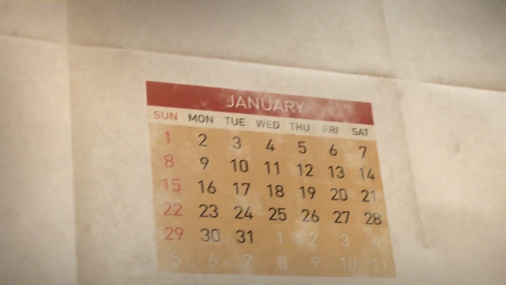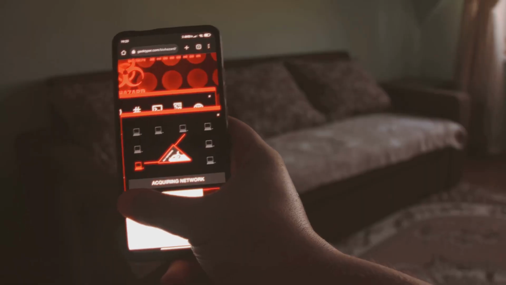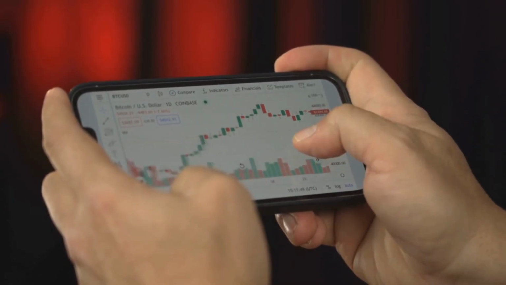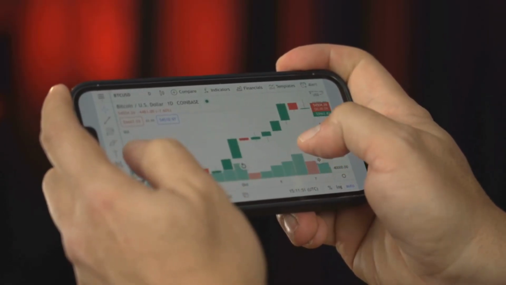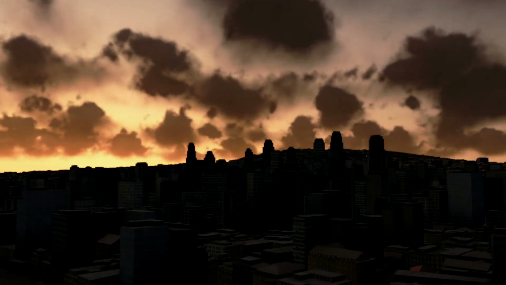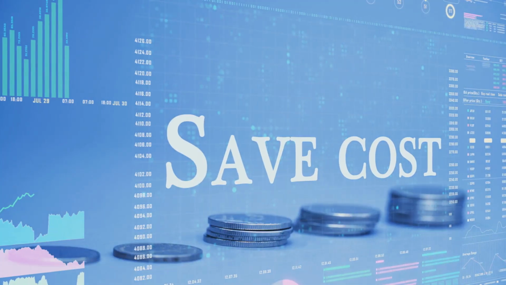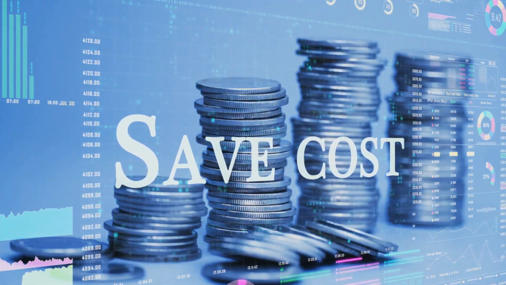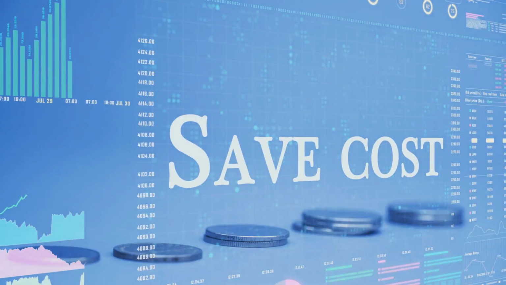Regularity builds long-term strength. Great for beginners. If you're just starting out, it's a no-brainer way to dip your toes in without worrying about perfect timing. Cons of dollar cost averaging. Not optimal in a bull market. When the market consistently goes up, investing all at once could actually make you more money. But hey, who has a crystal ball?